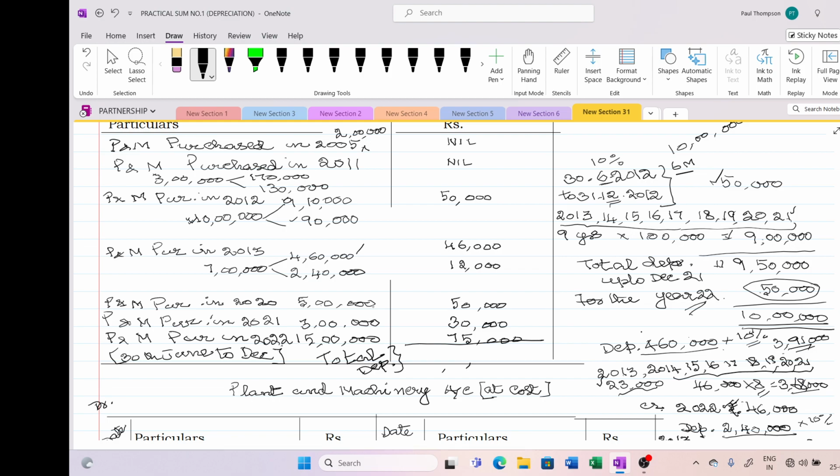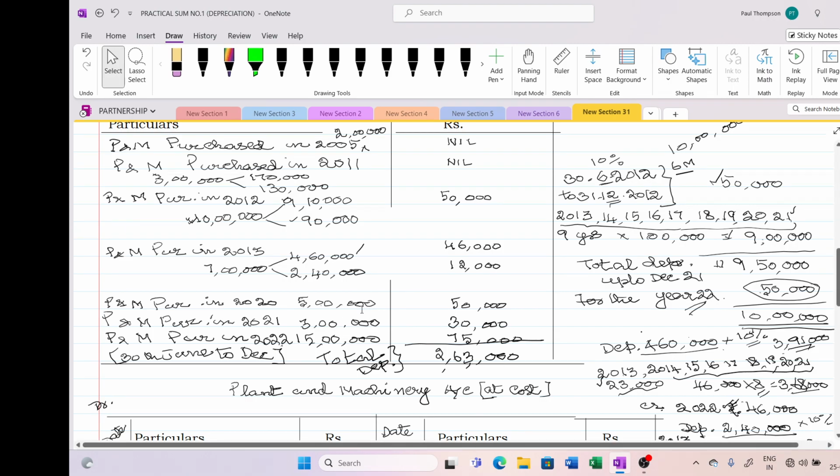This comes to 2,63,000. 6 plus 2, 8 plus 5, 3. Yes, 2,63,000. This will be the depreciation provided during the current year up to 31st December 2022.